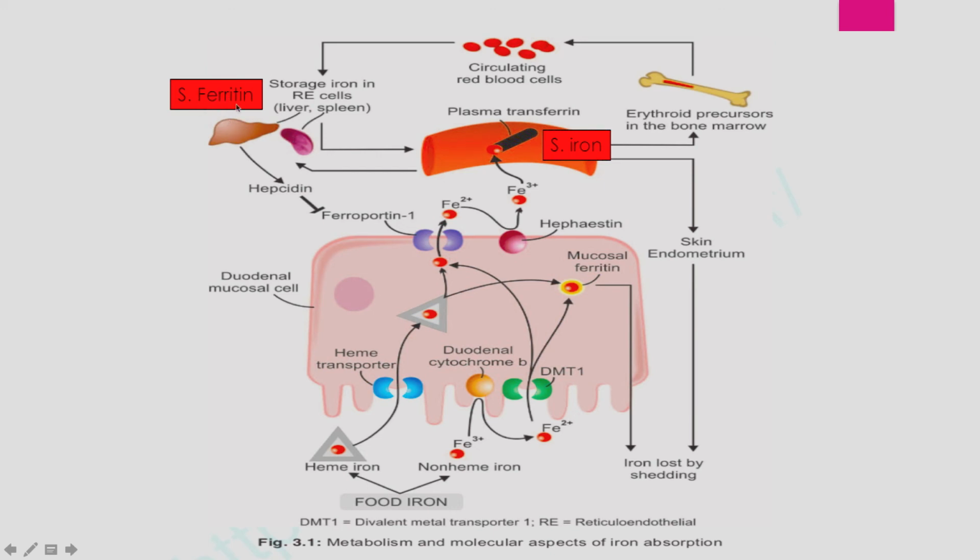When this ferritin is in huge quantity, then another protein comes, and those larger ferritin molecules are now called hemosiderin. So the body stores iron in two forms. One is ferritin and another is hemosiderin.